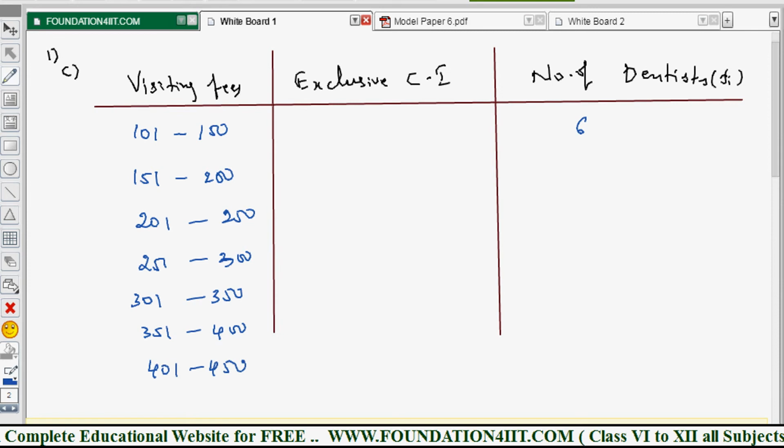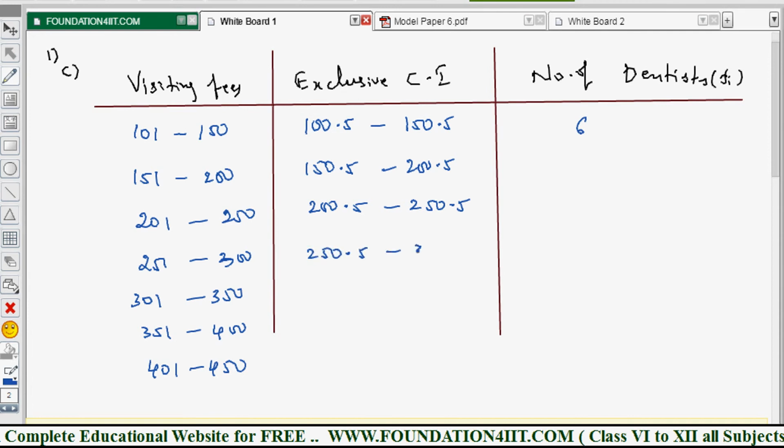401 to 450 rupees. And given frequency, if you convert it to exclusive case, 0.5 reduce and 0.5 increase. That is 100.5 to 150.5. Right. Next again 150.5 to 200.5. 0.5 increase and decrease, lower limit and upper limits. That is 200.5 to again 250.5.